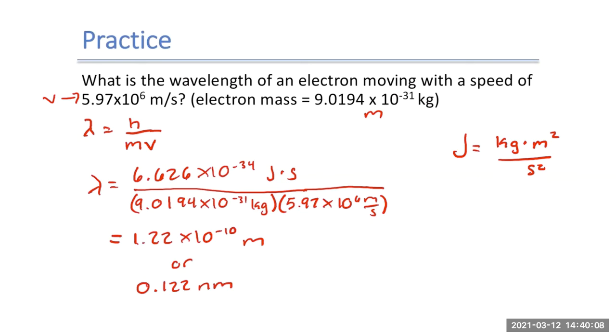Now, if we look at where this falls in the electromagnetic spectrum, this actually falls into the X-ray region. So you can almost think an electron moving at 5.97 times 10 to the 6 meters per second is the same thing as an X-ray. So X-rays could just be electrons moving really, really fast.